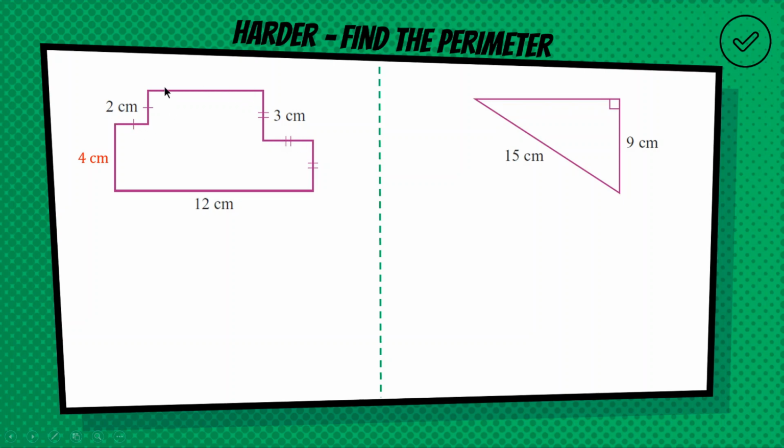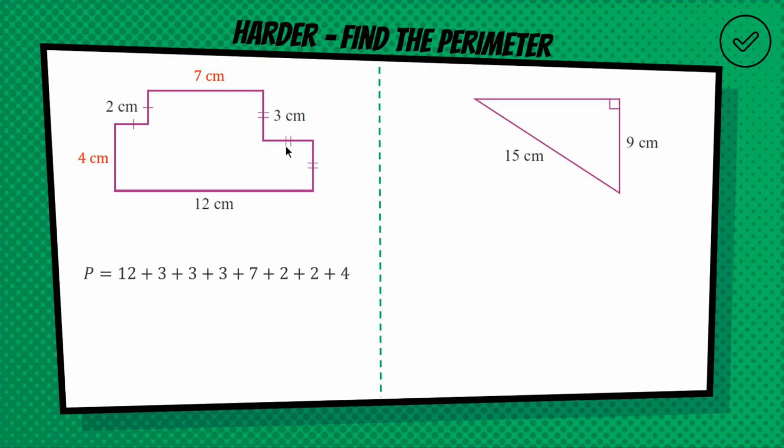So what goes with 5 to make a 12? Well, it's got to be a 7. Okay, 2 plus 7 plus 3 is equal to 12. Okay, now that you've got all the lengths, you can sum them all together and we get our perimeter.